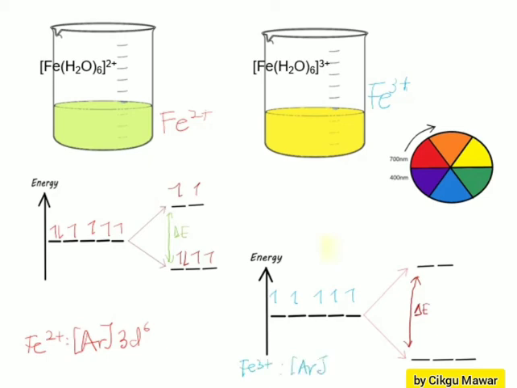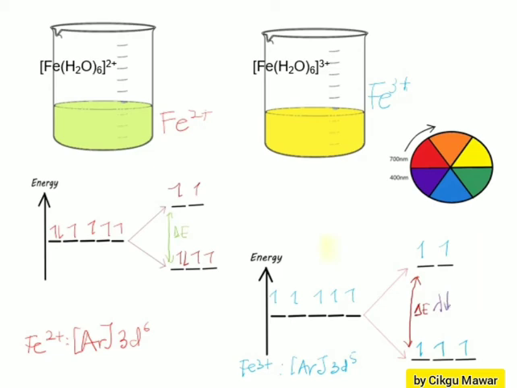So the electronic configuration is 3d5. It contains 5 electrons in the 3d orbitals, which are degenerate. In the presence of ligands, the d orbitals split into two sets, and now we can see that it has a higher energy difference. So we fill out the electrons here.